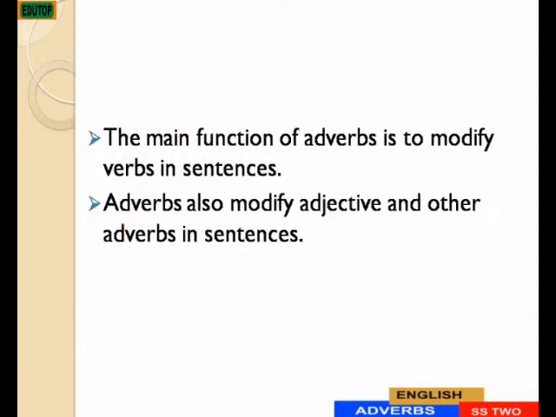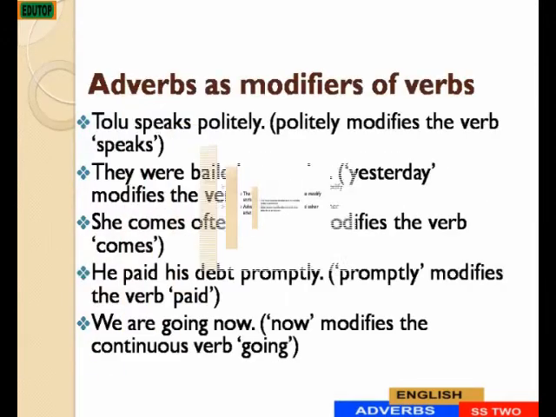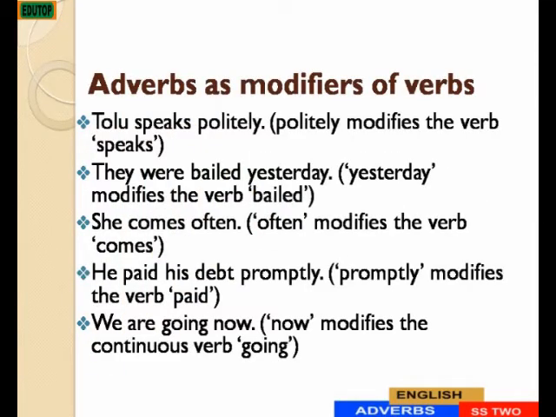Adverbs are words that modify verbs in sentences. They also modify adjectives and other adverbs in sentences. Let's consider adverbs as modifiers of verbs. We are going to be looking at this category in sentences. Tolu speaks politely. Politely is the adverb in this sentence, and it modifies the verb speaks.